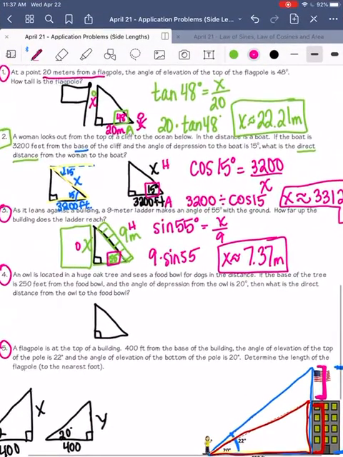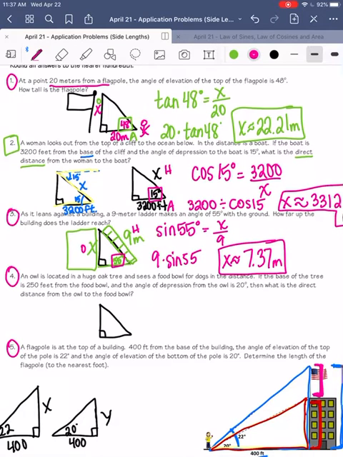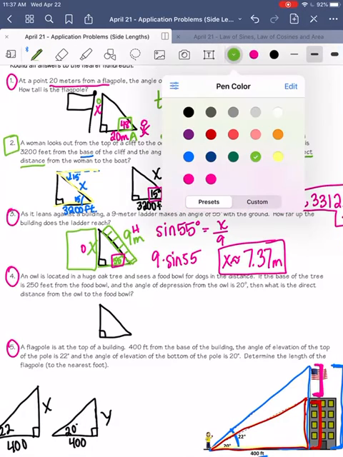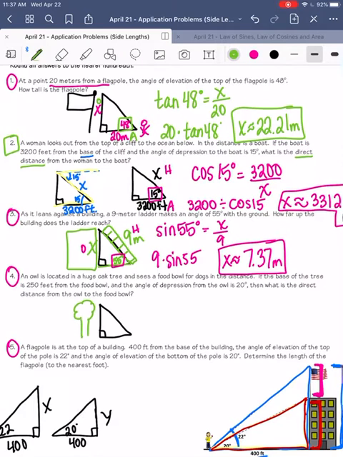All right, let's look at number 4. An owl is located in a huge oak tree, so the oak tree would be like here, and the owl's in there somewhere. Sees a food bowl for dogs, so the dog bowl is here. Okay. If the base, there's the key word, of the tree is 250 feet from the base of the food bowl. And the angle of depression is 20 degrees. So remember, depression goes like this, but that doesn't help us, so we put the 20 degrees down here, about alternate interior angles.